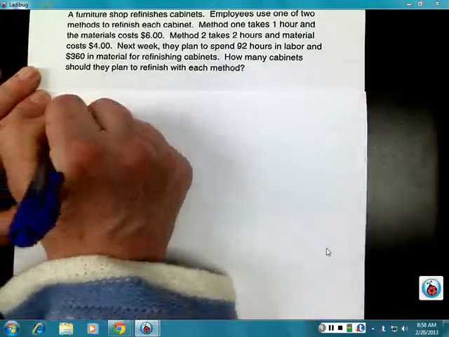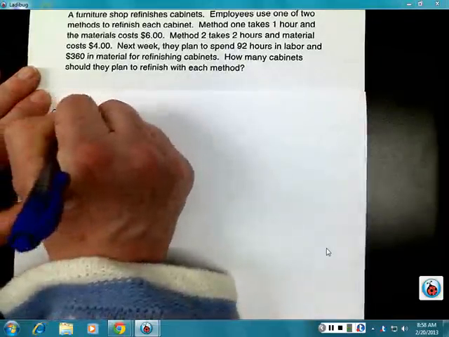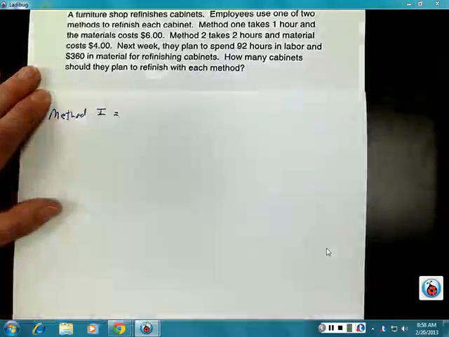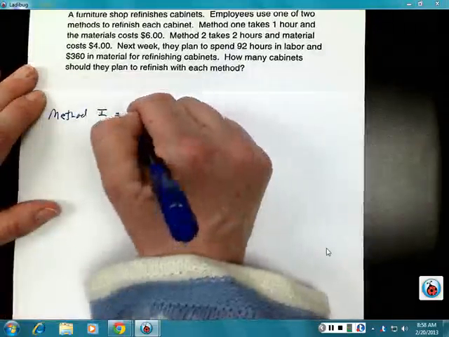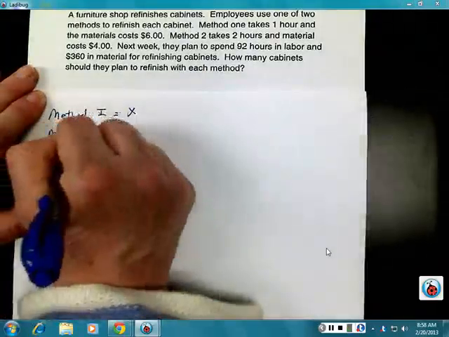So we've got method 1. We're going to label that X, I guess. And method 2.